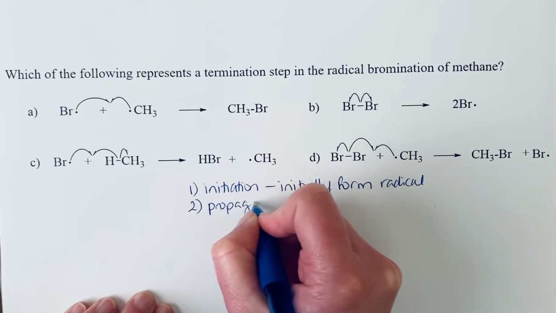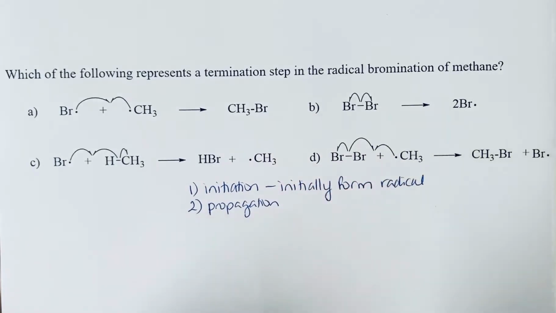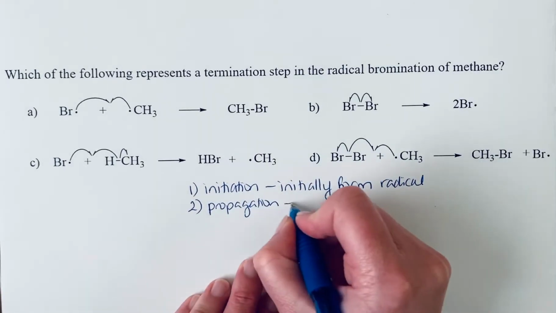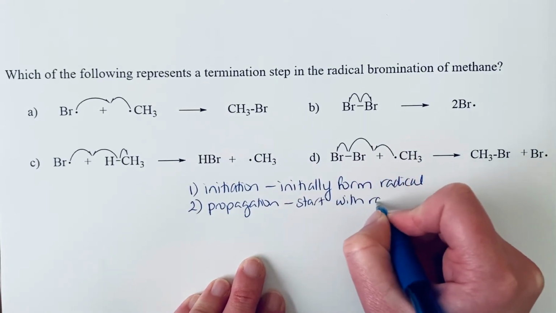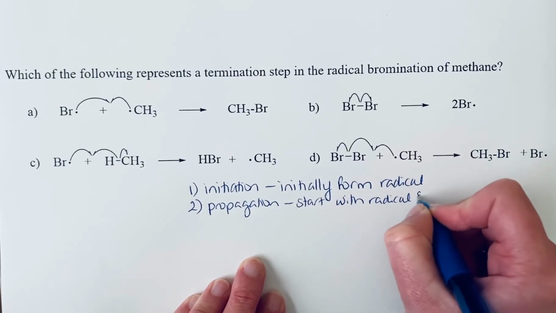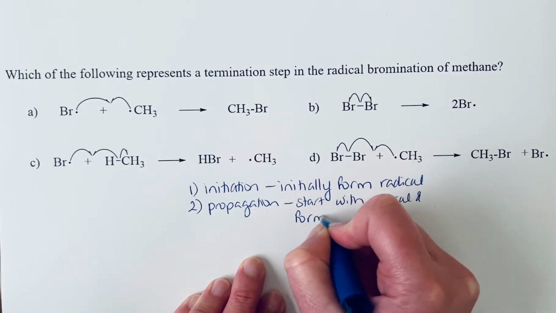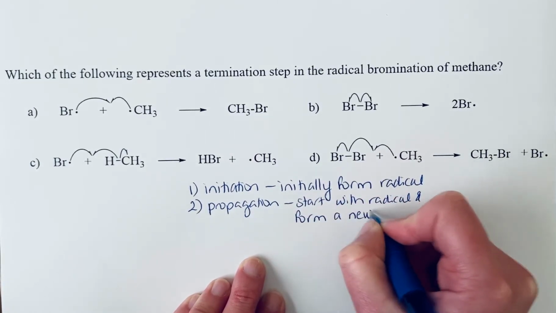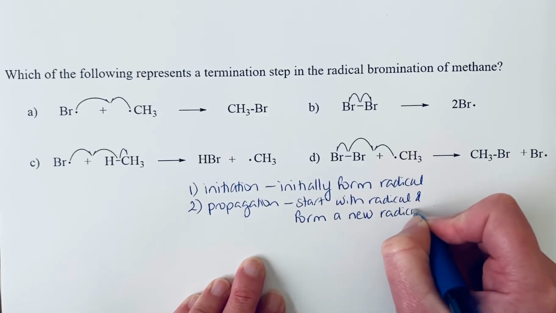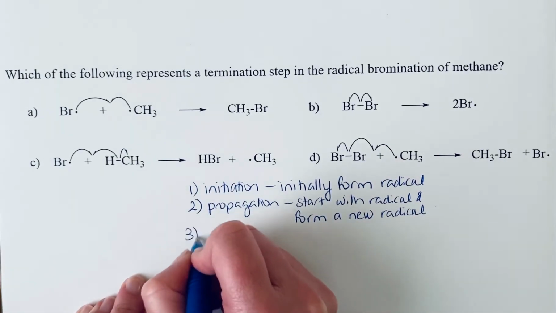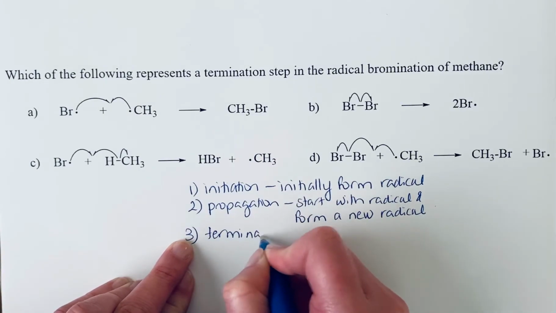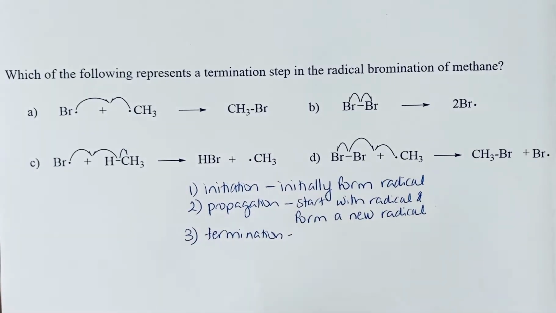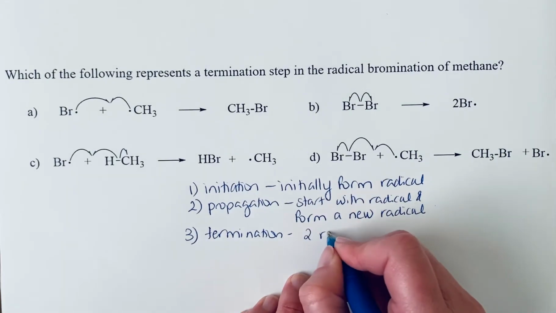Propagation does exactly what it sounds. It propagates the reaction. So you start with a radical and form a new radical. And then finally, termination steps are steps where two radicals combine.